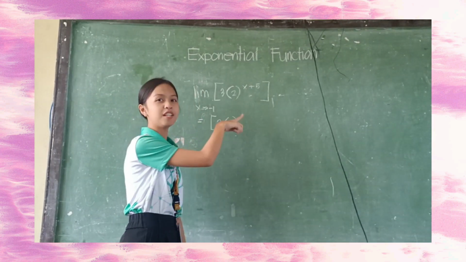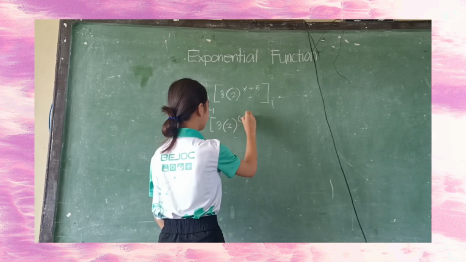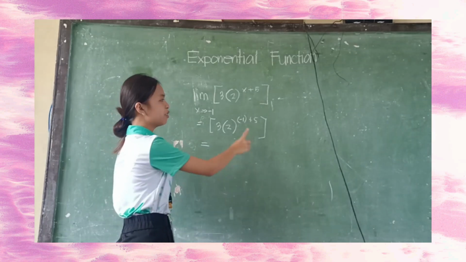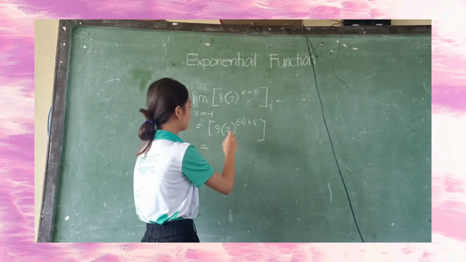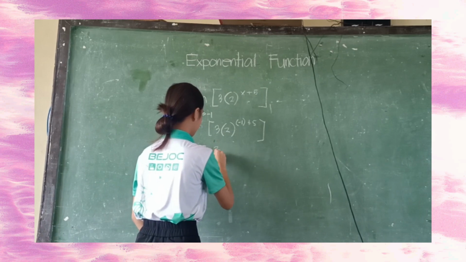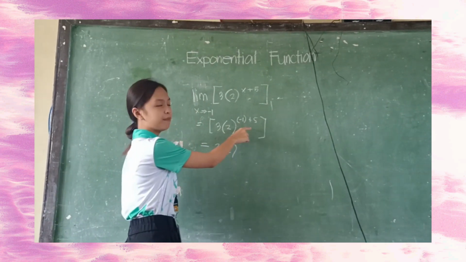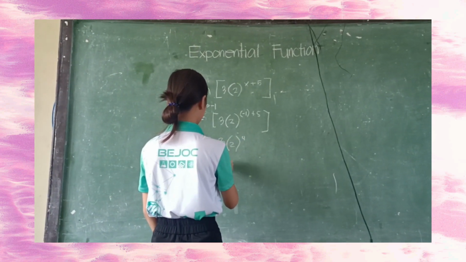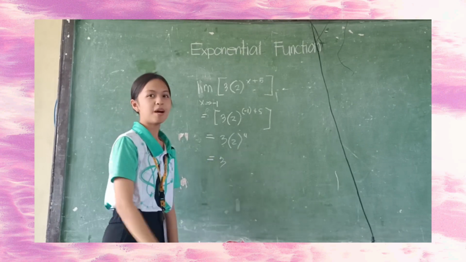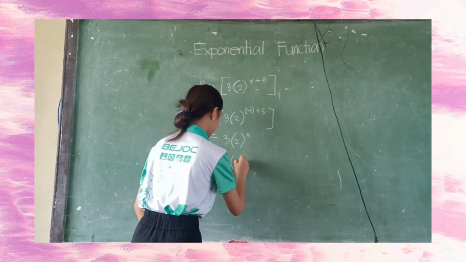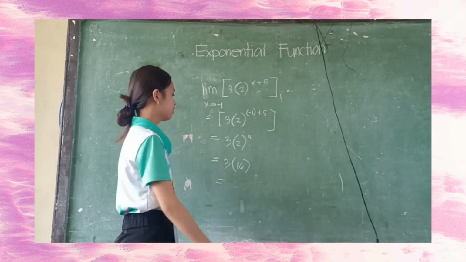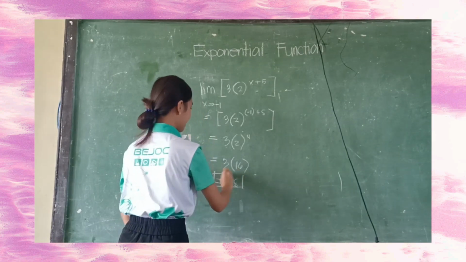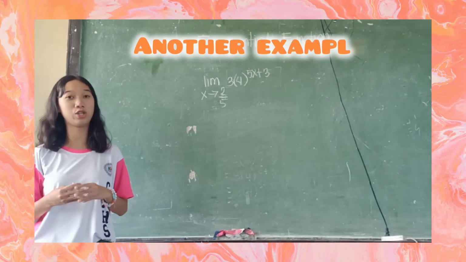We are going to replace the value of x with negative 1. But first we are going to solve this. Negative 1 plus 5 is equal to 4. Then 2 raised to the power of 4 is equal to 16. Then 3 times 16 is equal to 48.